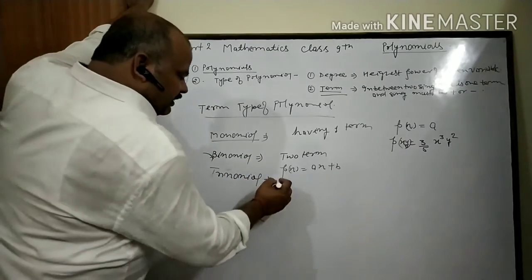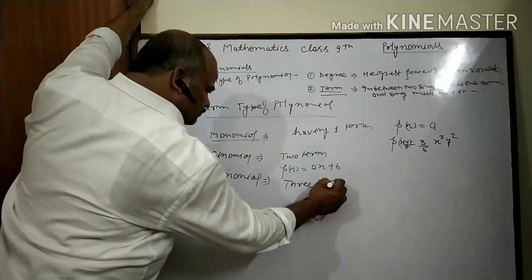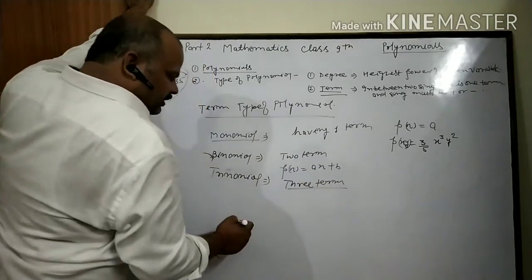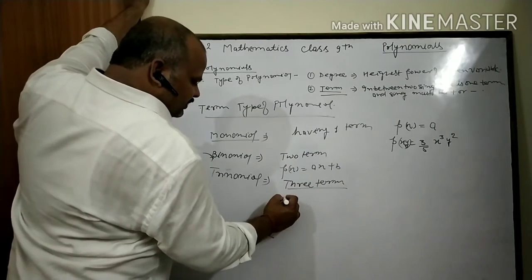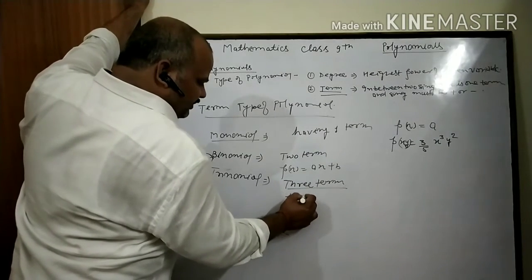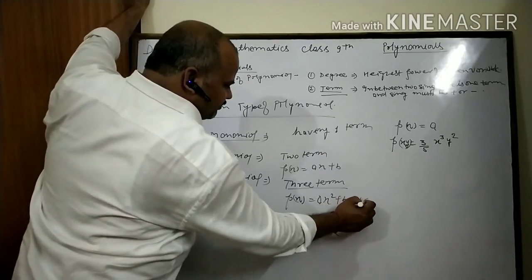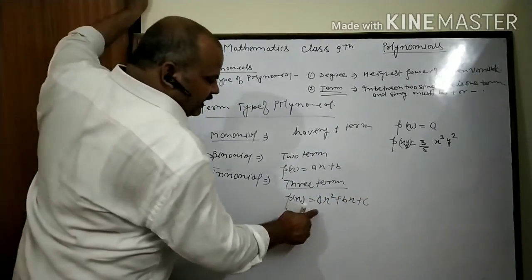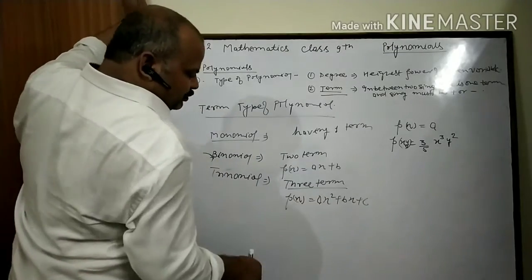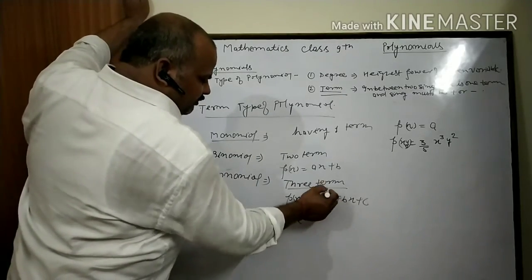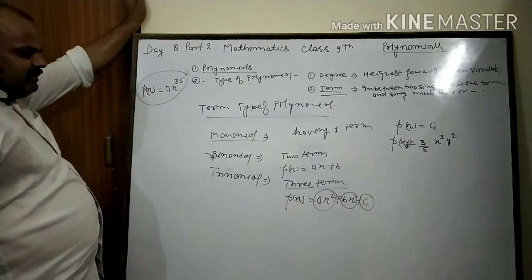Trinomial means it has three terms. Any polynomial having three terms is called a trinomial, and the standard form of the trinomial is ax square plus bx plus c. You see, in the standard form of any polynomial only plus signs are used. Clear? And here it is one term, two terms and three terms. In this polynomial you see there are three terms.